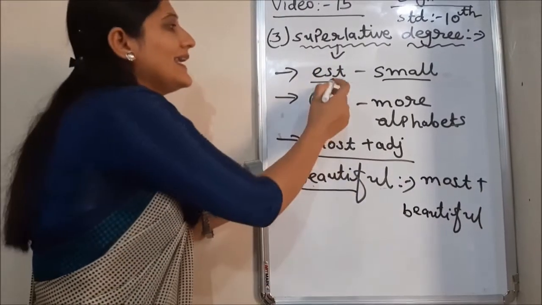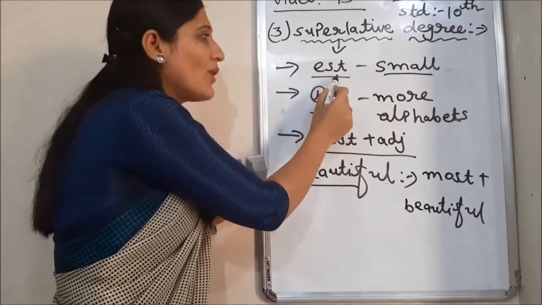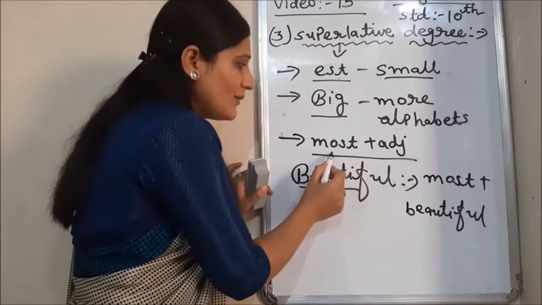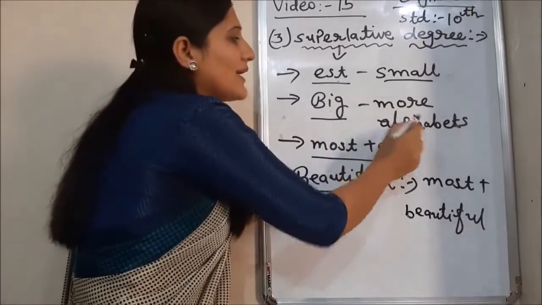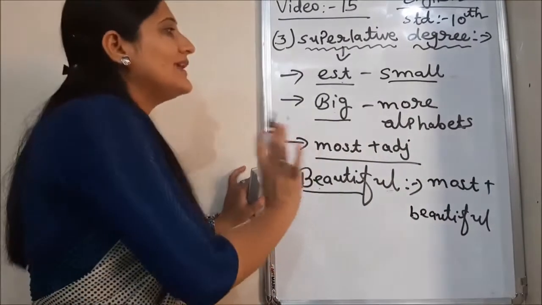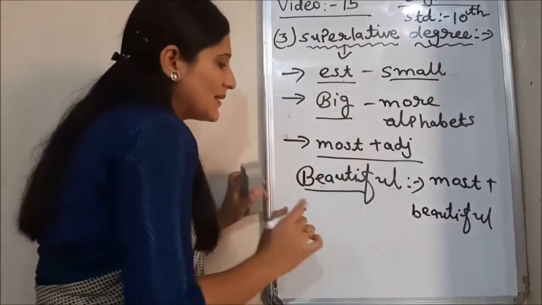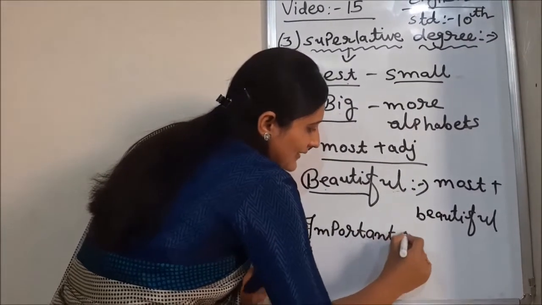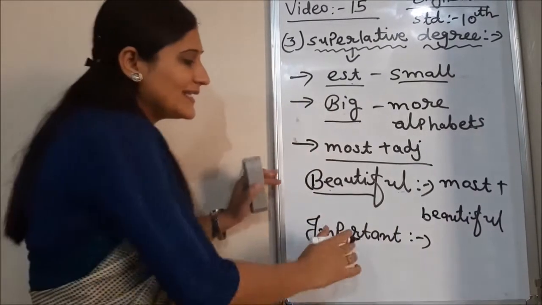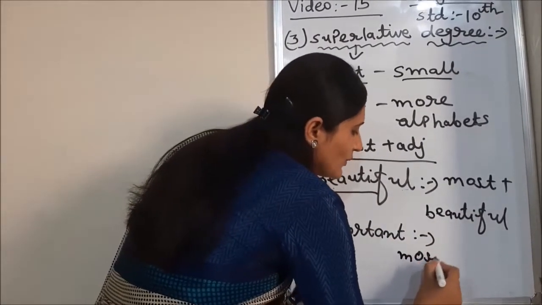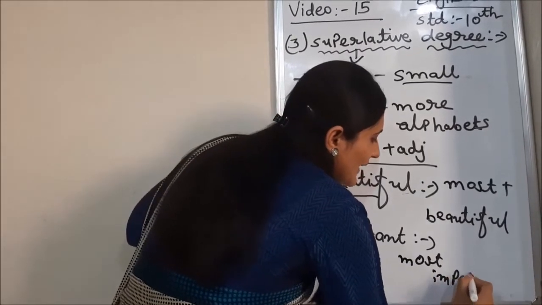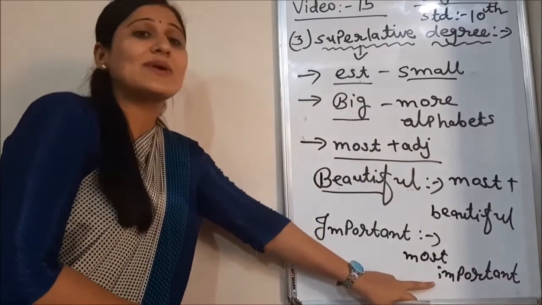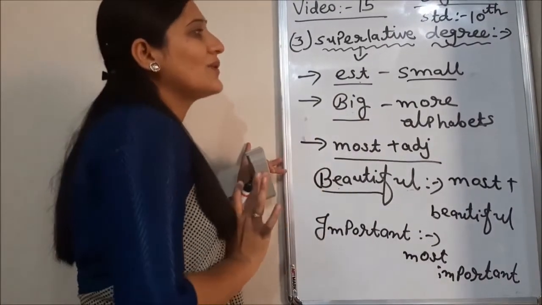Keep in mind, if the spelling of the adjective is small, you need to write est. If it is a big adjective, you need to write most plus adjective, with more alphabets in the adjective spelling. We cannot write beautifullest. For example, second, important. See, this is a big spelling, the letters are more. In the adjective, see here we need to write most important. We cannot add est here, right?